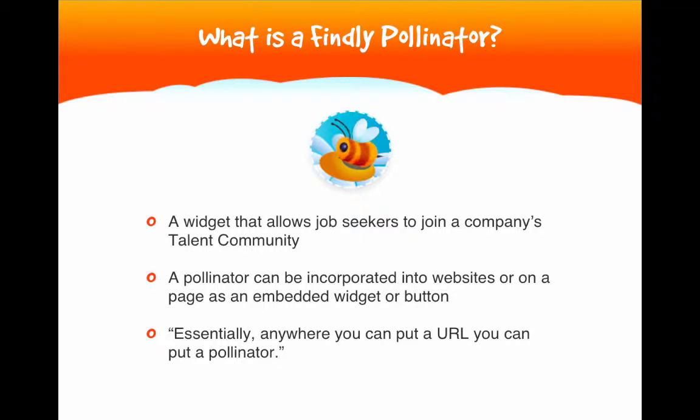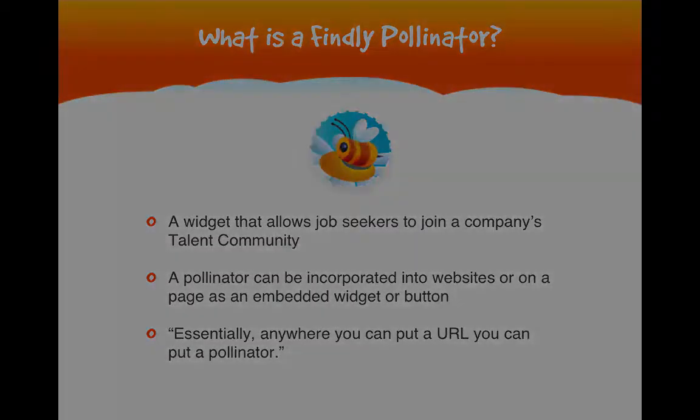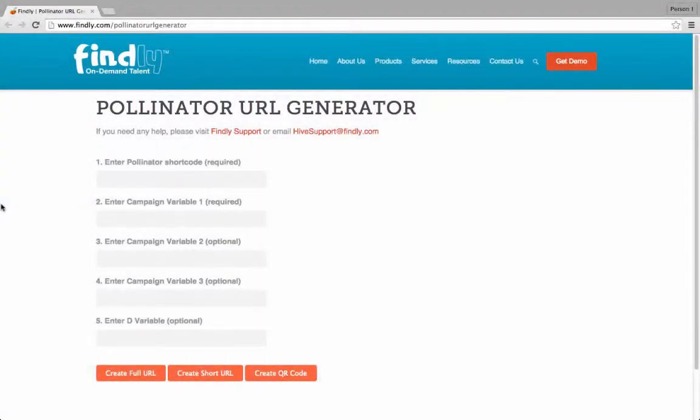It's a quick and easy way for job seekers to provide their contact details and work history to a company they'd be interested in working for. A pollinator can be incorporated into websites, on a page as an embedded widget or button, under a link or image. It can be added to an email as a URL, into Twitter, Facebook, or any online platform. Essentially, anywhere you can put a URL, you can put a pollinator. The Pollinator URL Generator allows you to create your own URL.